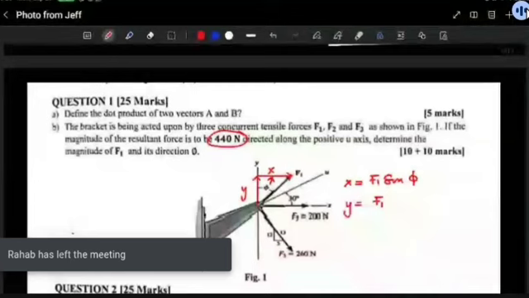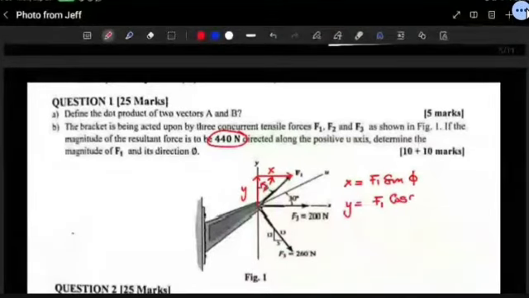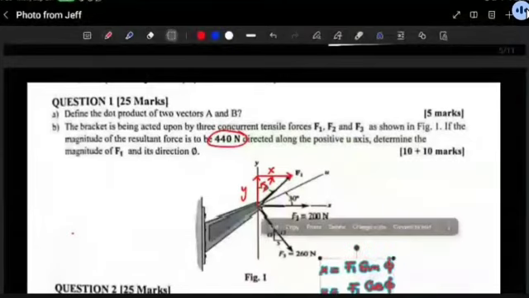F1, it's side by side with the angle phi, so it is cosine. So this is the description for F1.